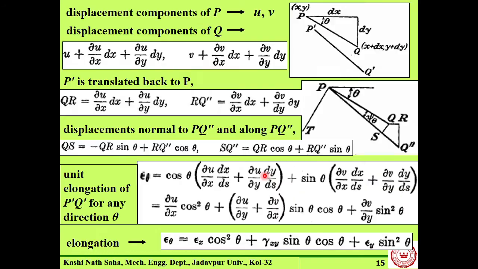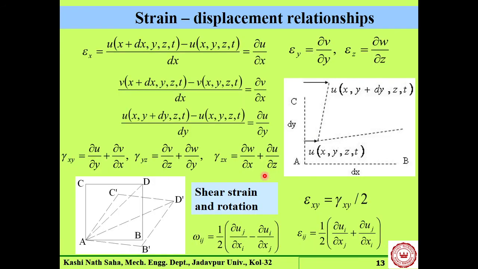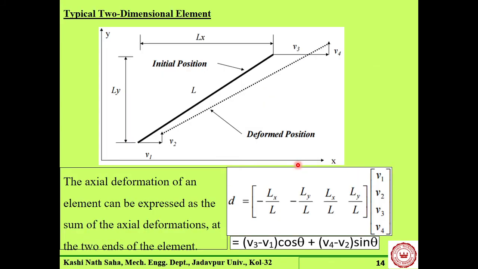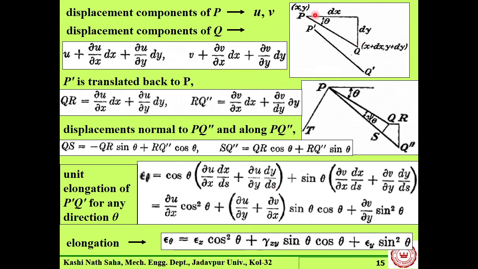Okay. So let us take example of this figure, as if this is now re-represented by this line PQ. The distance of point Q is dx and dy along x and y. Point P deformed to P prime, Q deformed to Q prime. Okay. So what is the displacement of point Q? At point P, this is u and v. So P prime is x plus u, y plus v.